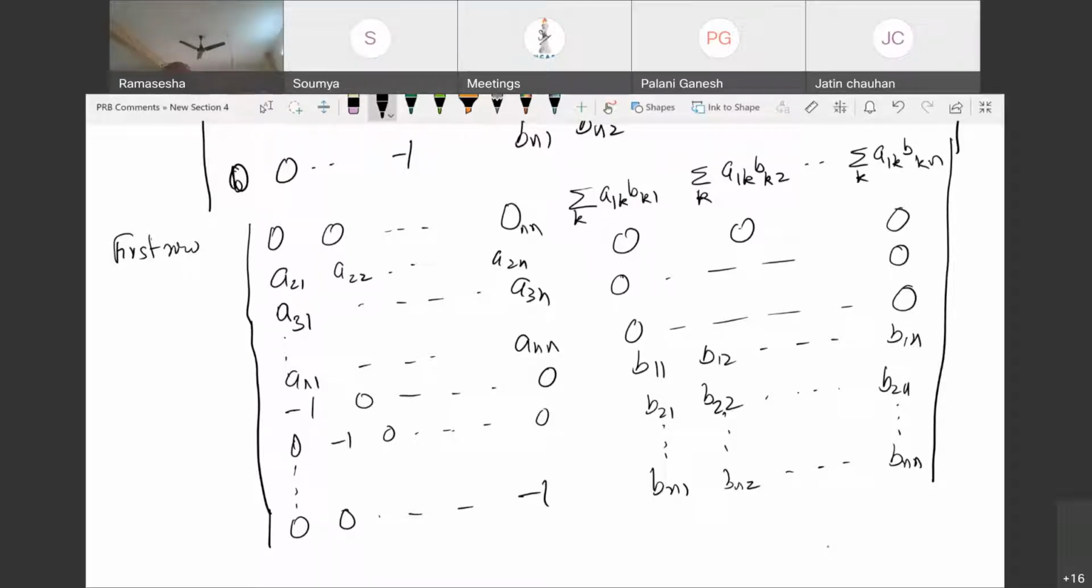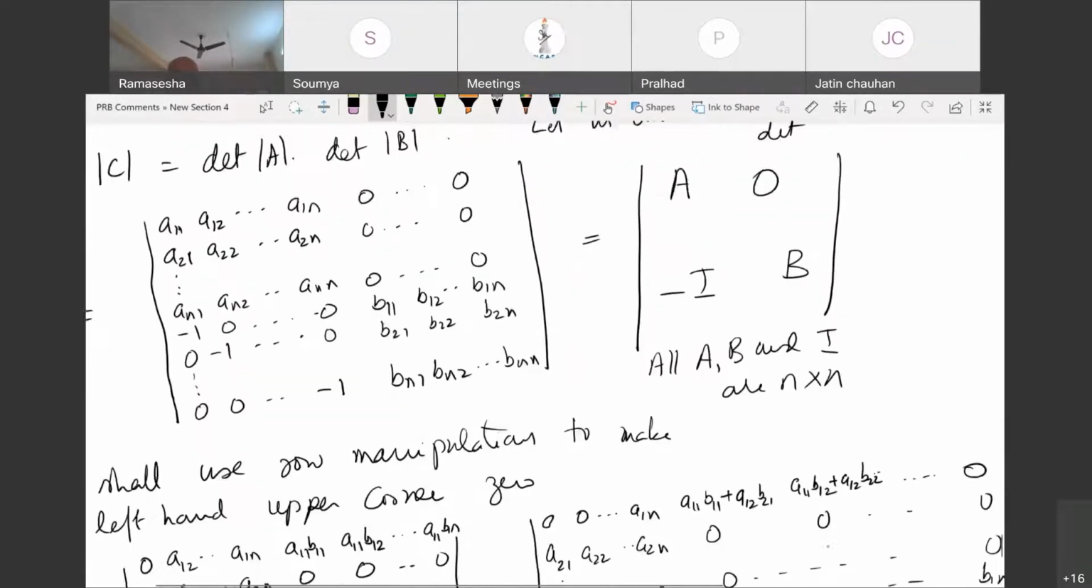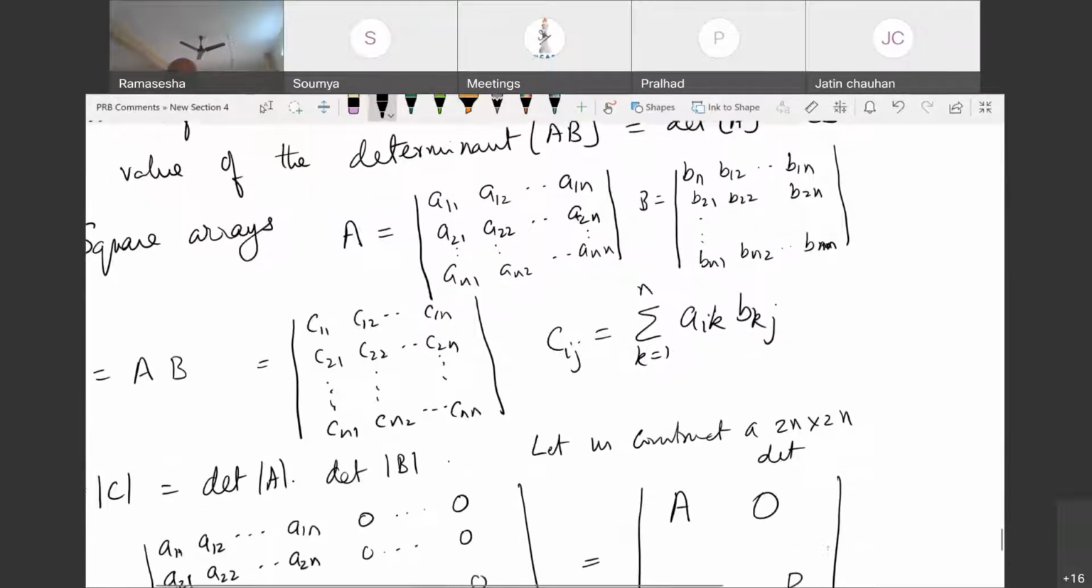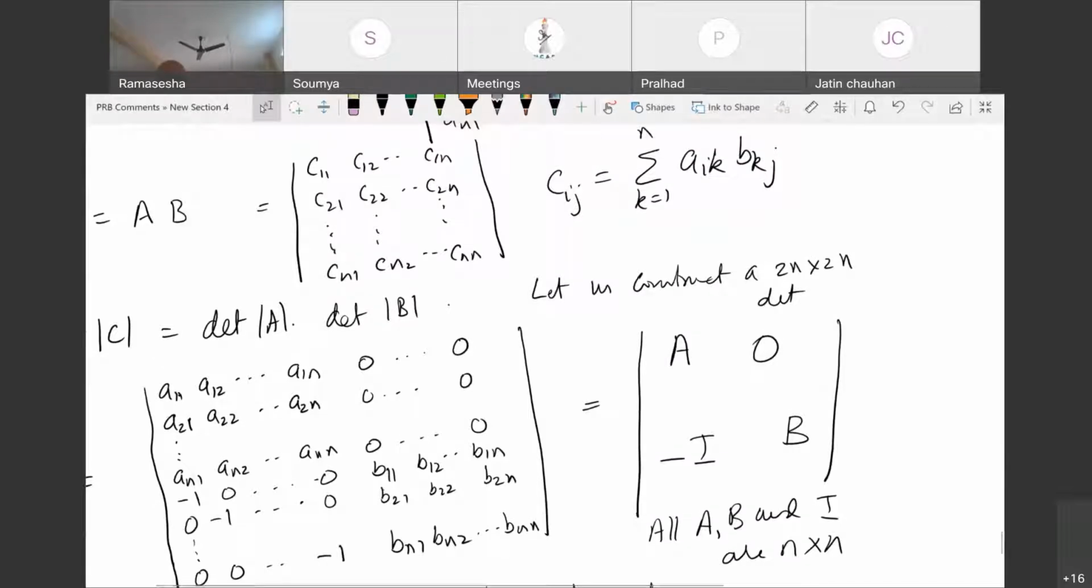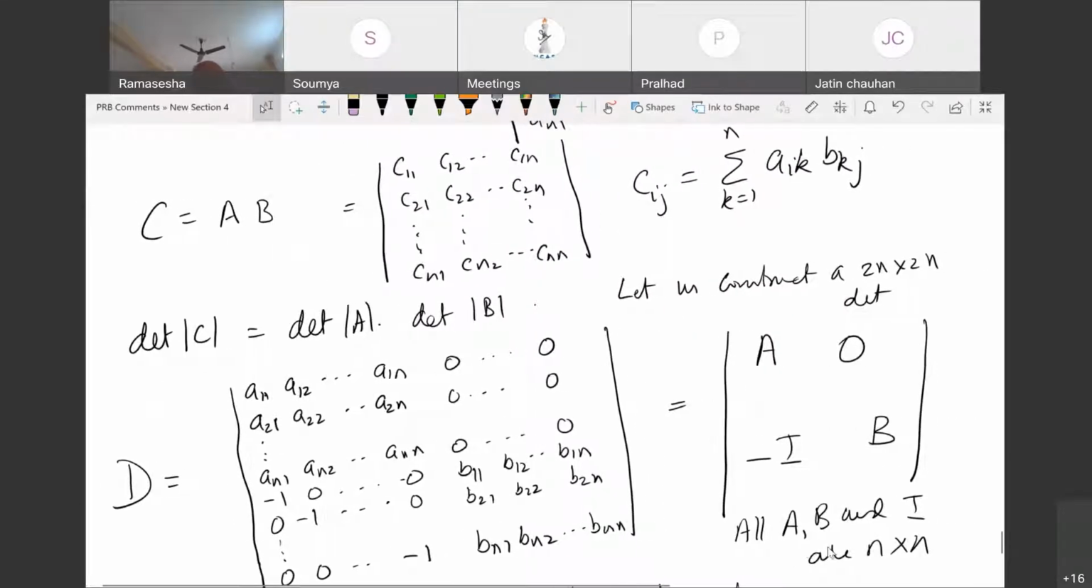Sir, we are trying to prove Cramer's rule. I am trying to prove determinant A into determinant B is equal to determinant AB. Okay, that's what I said right in the beginning. So I just wanted to prove that determinant AB is equal to determinant A into determinant B. Did you see that? This is the one that I wanted to prove.